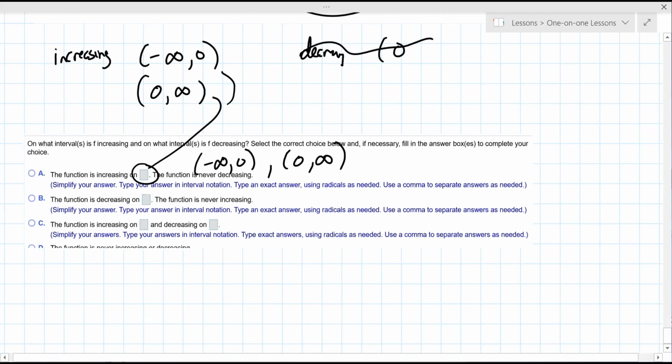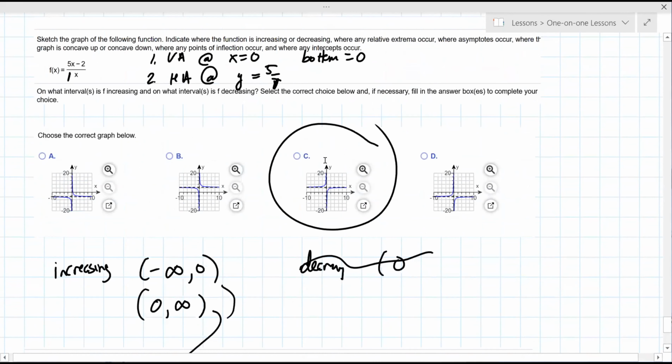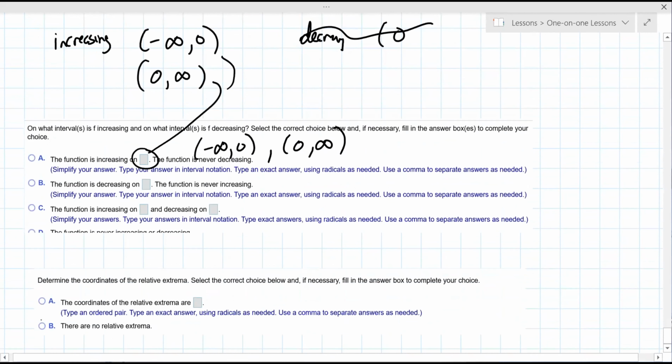Right. So determine the coordinates of relative extrema. So the problem with this one is that it doesn't have any. There's no places where it reaches a min or a max, and we see that from the graph. It just goes up. So the answer is actually there are no relative extrema. So if you get this question with just different numbers, it's going to be the same thing.